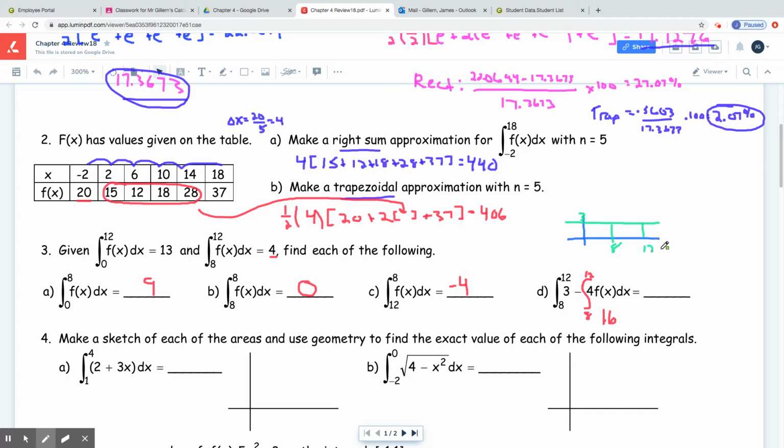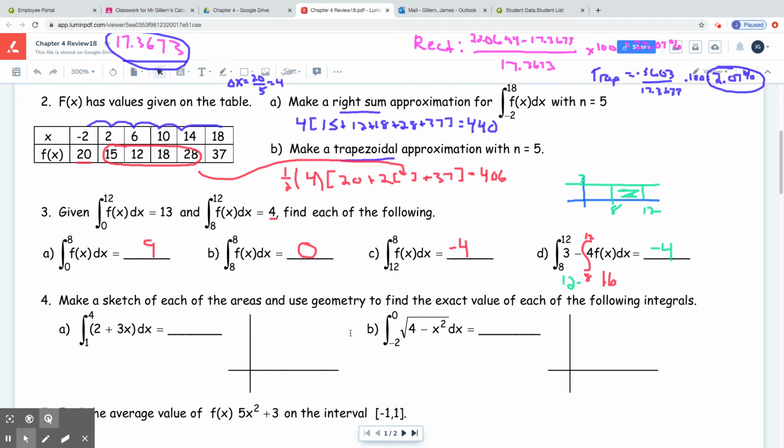It is a rectangle, right? This is what we're finding the area of. So from 8 to 12 is 4, and you multiply it by the height, which is 3. So it's the difference of these times that number. 4 times 3 is 12. 12 minus 16 is negative 4. And that's our answer for that one.